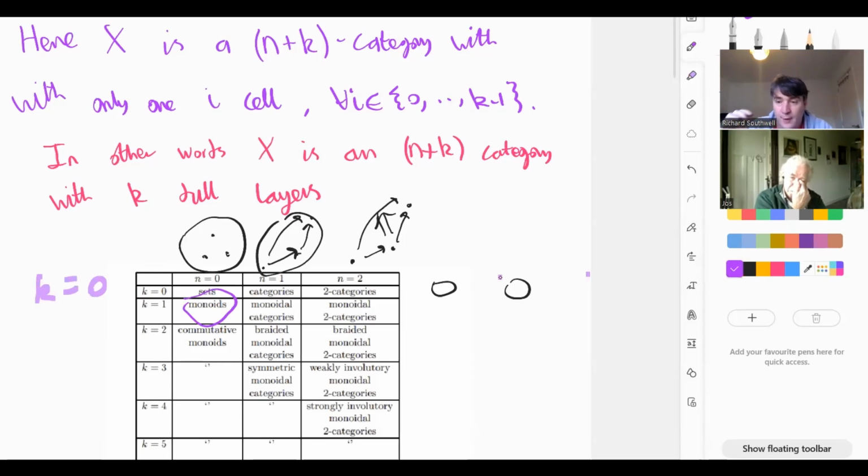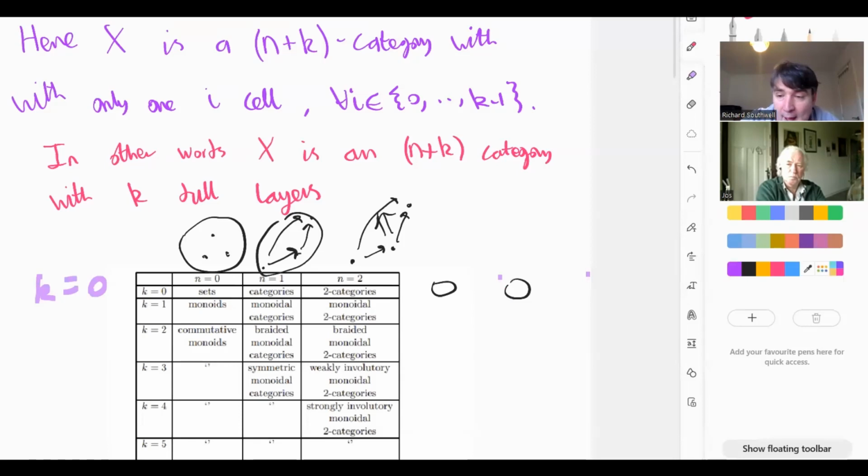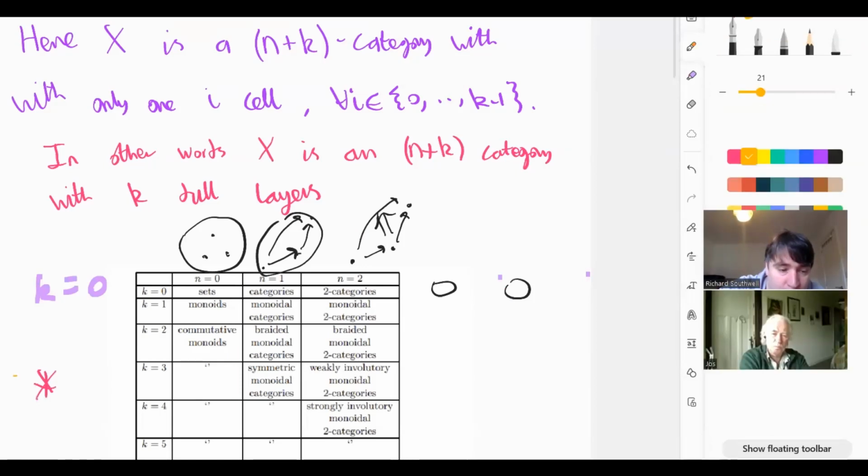a monoid. So a monoid is like a category, but it's dull on the first layer. So what I mean is we have only a single object, and then we have like A and B. So yeah, this is the idea of the table.